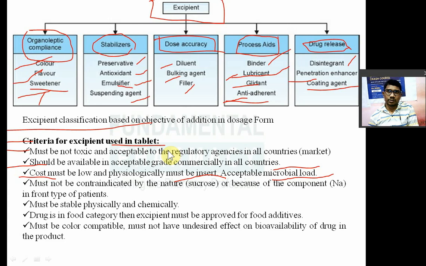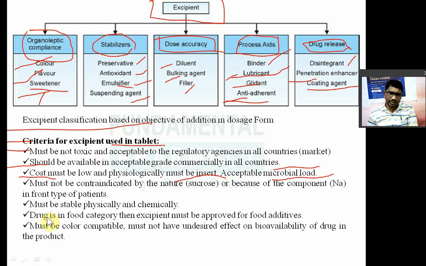जैसे for example sodium bicarbonate, अगर एंटासिड है उसमें सोडियम भी है कार्बोनेट में, अगर कोई हाइपरटेंसिव पेशेंट है तो ऑब्वियसली उसमें कॉन्ट्राइंडिकेटेड होता है कि लेवल बढ़ाएगा सोडियम का, पेशेंट का ब्लड प्रेशर शूट हो जाएगा. Am I audible to you clearly? Audible है ना? So it must not be contraindicated by the nature. That is, for example, sucrose in case of diabetic, and sodium bicarbonate in case of antihypertensive patient.